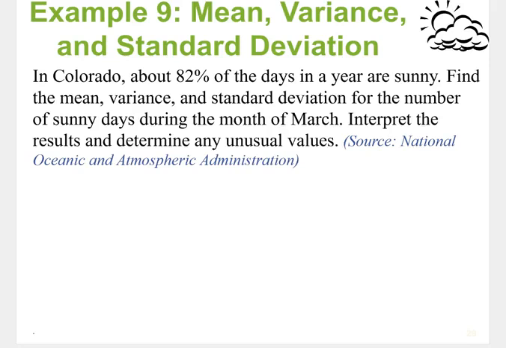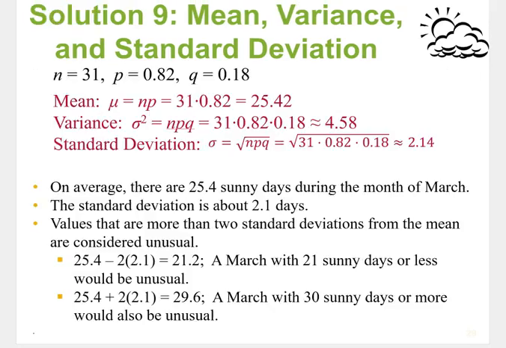All right, welcome back. So let's see how you did. The N is 31 because there are 31 days in March. Some of you may have put 30. Remember, there are 31 days in March. The P is 0.82, that's the 82%, and Q is 0.18. So I found the mean. There's my formula. I plugged in my values. I got a mean of 25.42 days. So on average, there are about 25.4 sunny days every March.